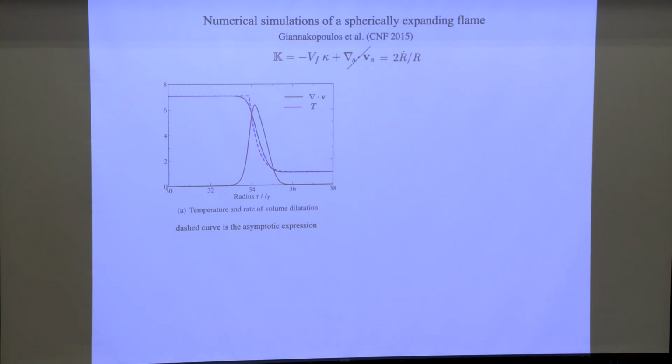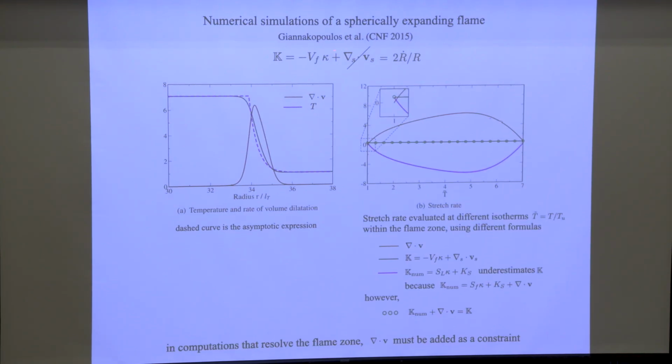Now, if you compute the stretch rate, it's a spherically expanding flame, so this term is out. But you have to be careful, because if you compute simply the strain rate and don't pay attention to this divergence, you're going to get a solution which is like the blue curve. The red curve is the divergence of V. Note that this is the extent of the flame, where the temperature changes from 1 to about 7. So here and here, the stretch rate is constant, but if you compute it including the divergence of the velocity, you're going to get something that varies from point to point.